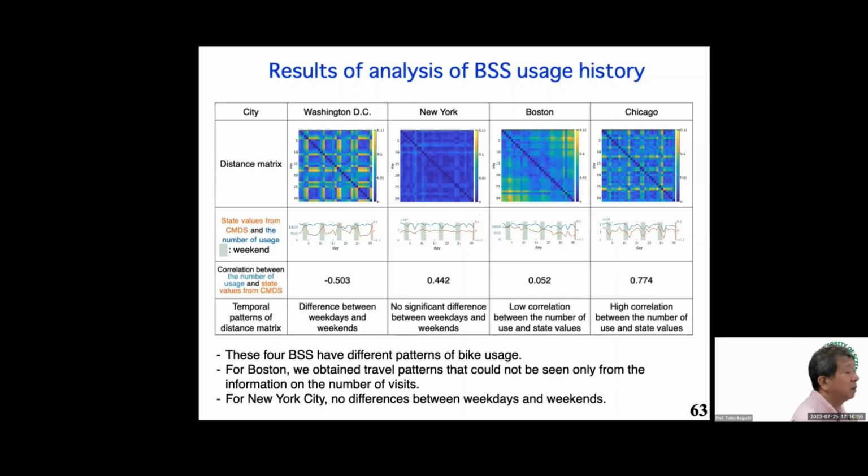In addition, the correlation coefficients between these 2 time series, red and blue, are shown in the fourth row. The highest value of the correlation coefficient is just under 0.8 for Chicago, while it is almost 0 for Boston. These results indicate that in Boston, in August 2019, the result obtained from the user history as a temporal network provides some special information that could not be obtained from the temporal change of the number of users.